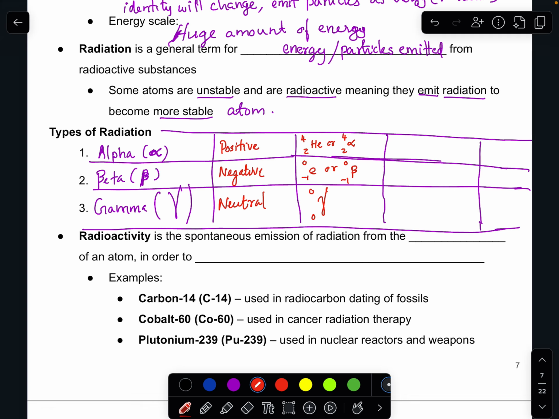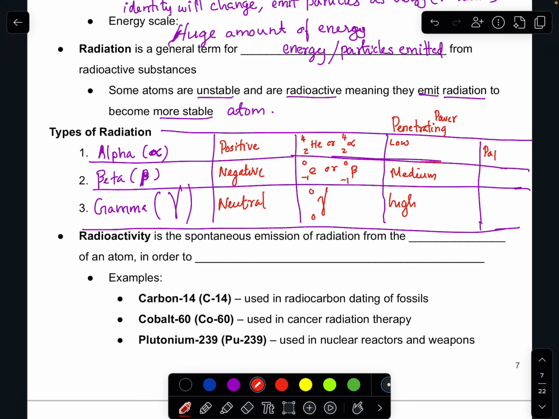Alpha particles are heavy, so their speed will be low. That means they cannot easily penetrate heavier things. So I'm going to write low penetrating power. Beta has medium, and gamma has high penetrating power. Because of low penetrating power, alpha radiation is used in our smoke detectors. We have smoke detectors in our homes, schools, everywhere, right? Our skin, a thin paper, or a cloth can protect you from alpha radiation. It has very low penetrating power.